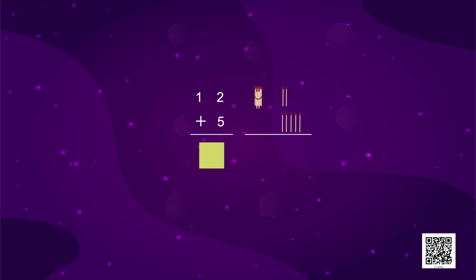What is drawn with 12 here? One bundle of 10 sticks and 2 loose sticks. You got it, right? 1 ten and 2 ones. And below this we have 5 ones. So add them. How many ones are there now? 2 plus 5 is equal to 7 ones. And tens? We have only 1 ten. So we can write 1 and 7. That is 17. So our answer is 17.